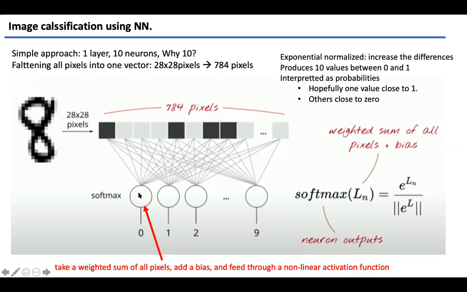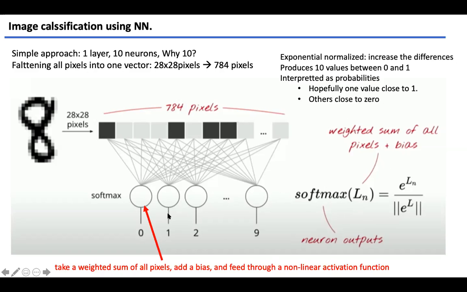Then every neuron does a very simple task. It takes a weighted sum from all inputs. It adds a bias, and then will feed the input through a nonlinear activation function. But now for the one layer classification, the output of the neurons will go through what we call the softmaxing function. Softmaxing function is an exponential normalized function.